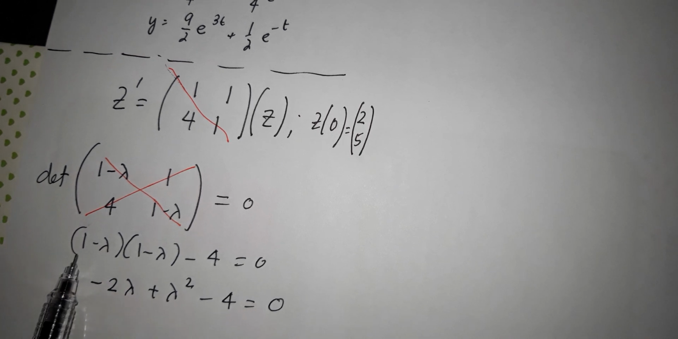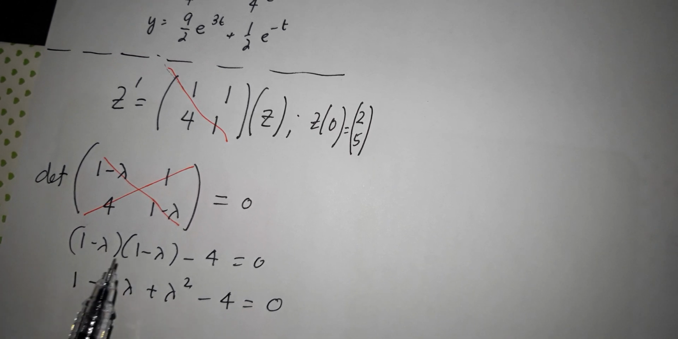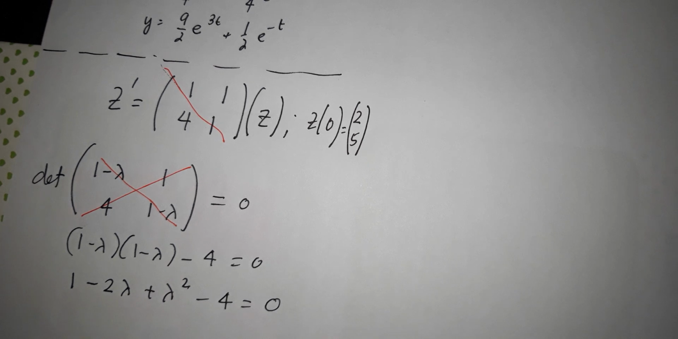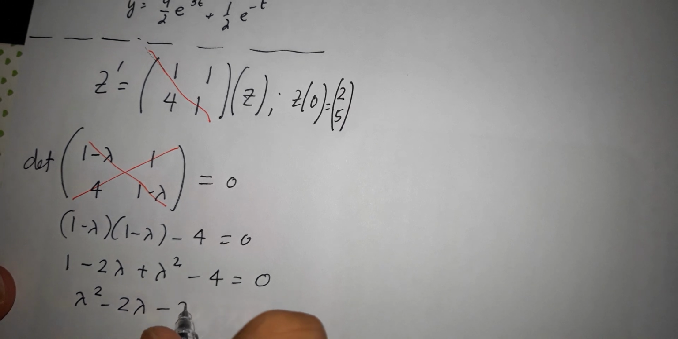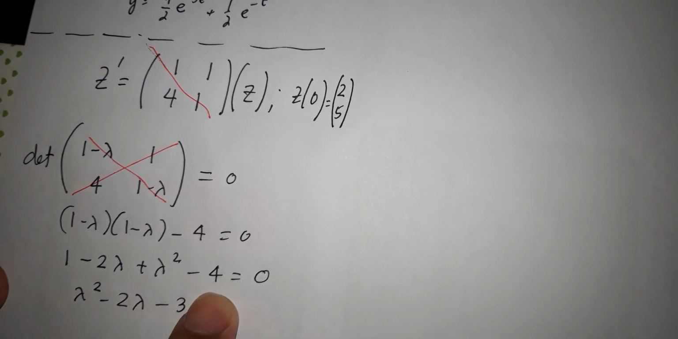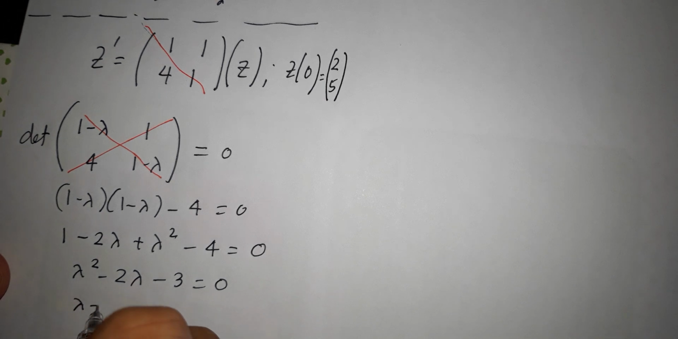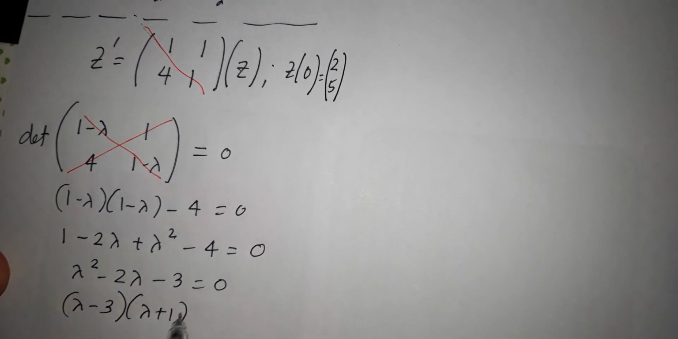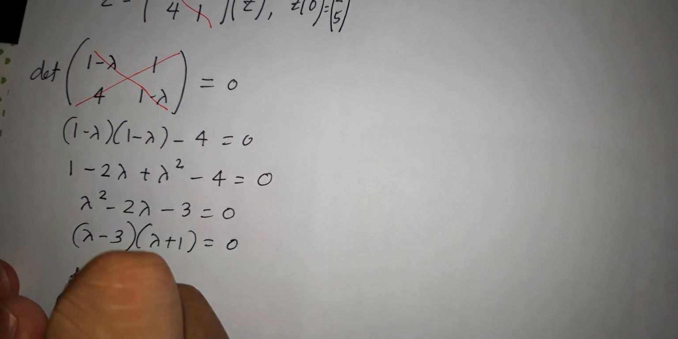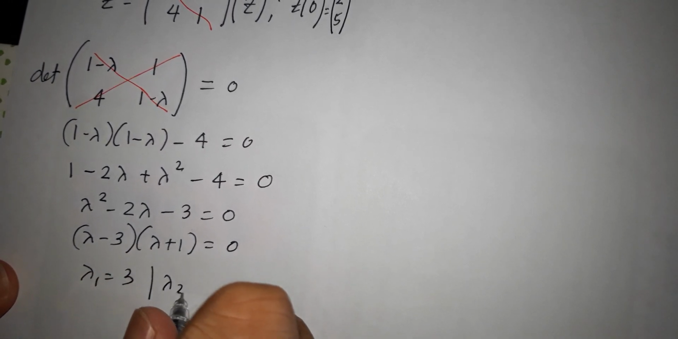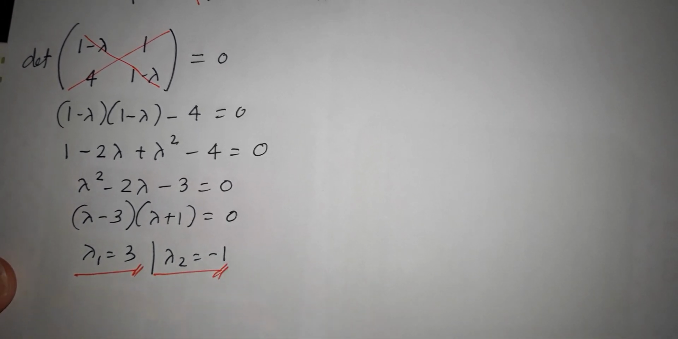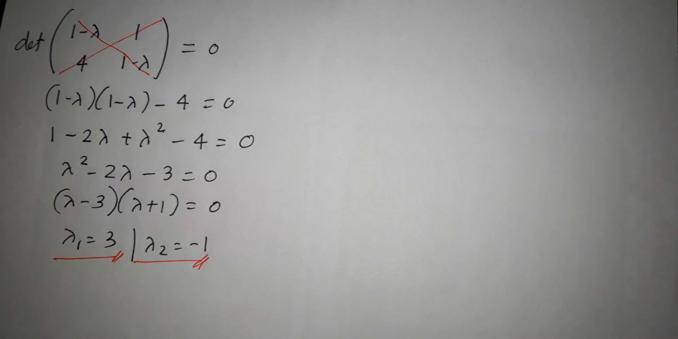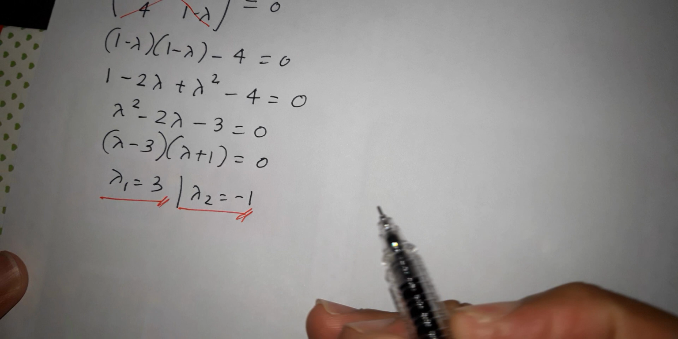As you can see, ito lang naman ay 1 minus lambda squared. That gives you 1 minus 2 lambda plus lambda squared minus 4 is equal to 0. Rearranging, lambda squared minus 2 lambda minus 3 is equal to 0. 1 minus 4 is minus 3. So lambda minus 3, lambda plus 1 is equal to 0. Then lambda 1 is equal to 3, lambda 2 is negative 1. So we have again another distinct root. Pag magkaiba ang root, that will be case 1. Meron na tayong lambda 1 at saka lambda 2.